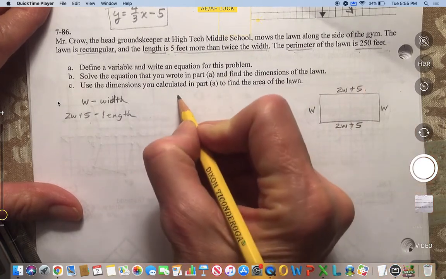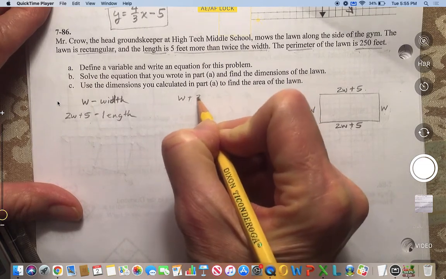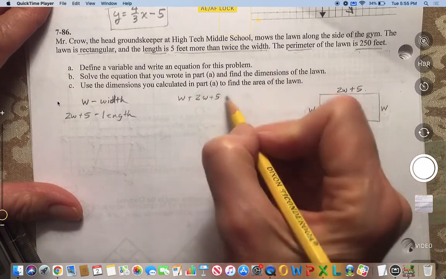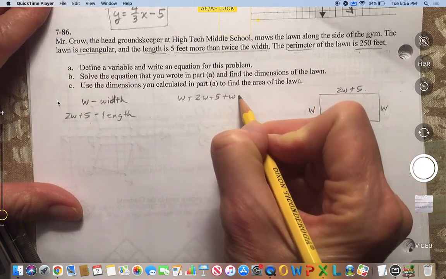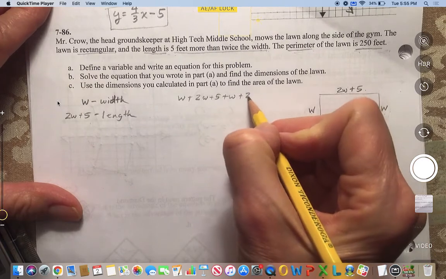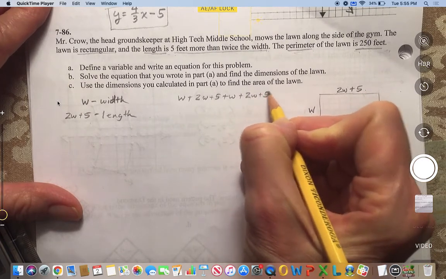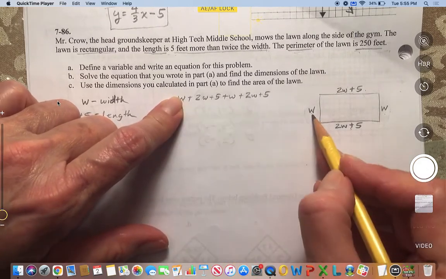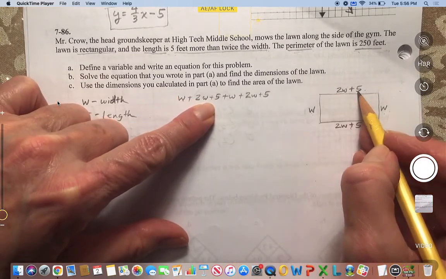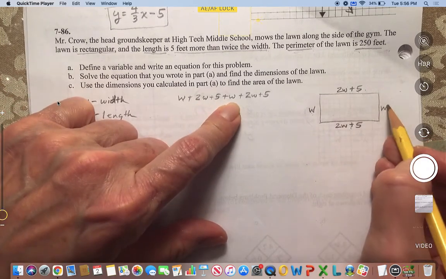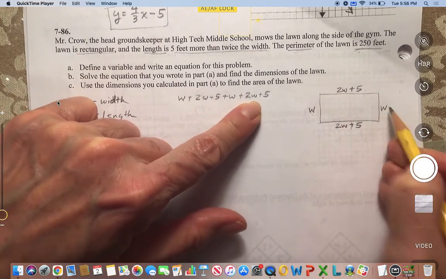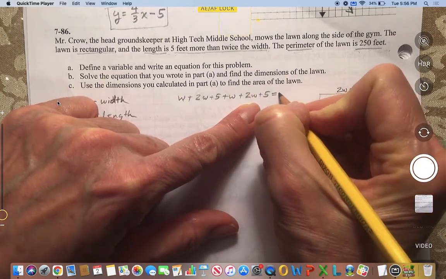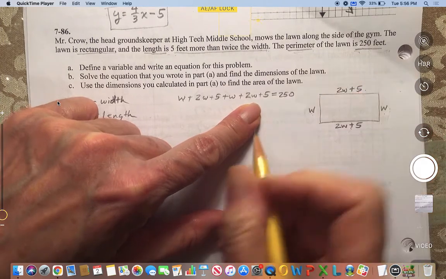So if we put W plus 2W plus 5 plus W plus 2W plus 5. So now we've added up all the sides. 1 W there, 1 length there, 2W plus 5, another width, and then another length, 2W plus 5. And all of this is equal to 250 feet.